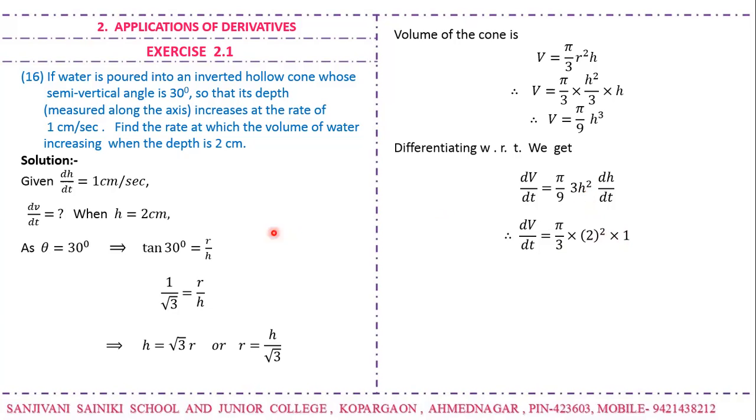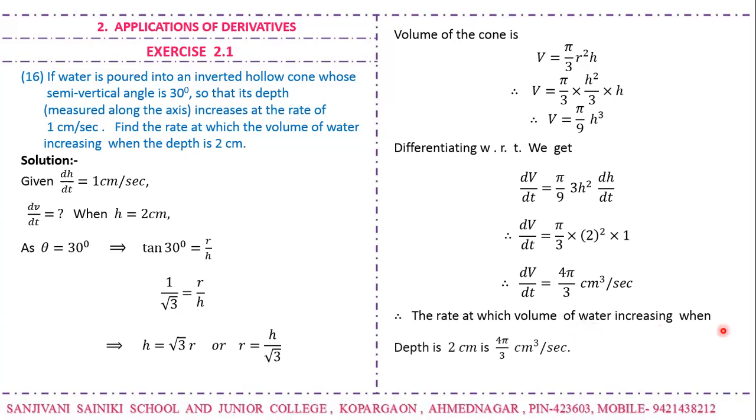So what is h? We want the rate at which the volume is increasing after the depth is 2 centimeter. So h is 2 and dh by dt is given 1. So pi by 3 into 2 square into 1, it is dv by dt is 4 pi by 3 centimeter cube per second. That means the rate at which the volume of the water is increasing when the depth is 2 centimeter is nothing but 4 pi by 3 centimeter cube per second.